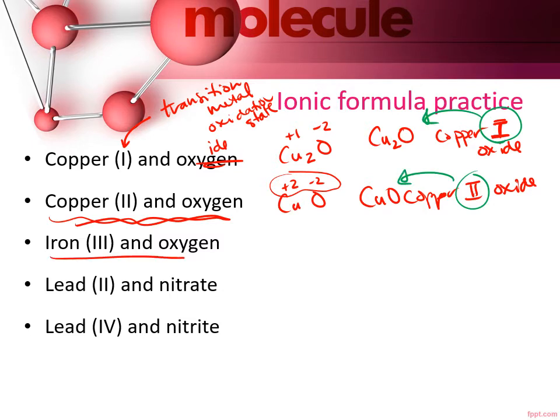Iron 3 and oxygen. Iron is Fe with a +3 charge, oxygen -2 charge. The least common multiple of 3 and 2 is 6. And so I'm going to give this a 2 and this a 3 because 2 times 3 is 6 and 3 times 2 is 6. My formula for iron 3 oxide is going to be Fe2O3.